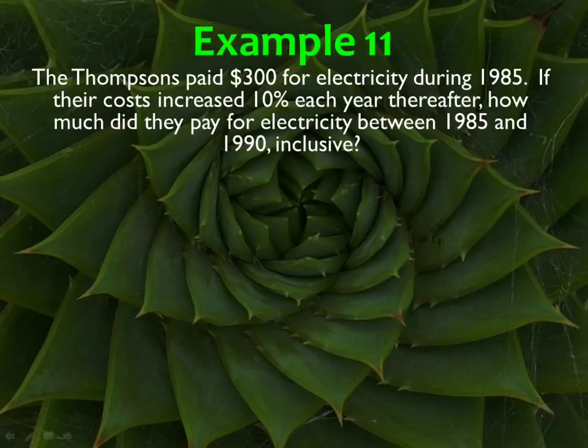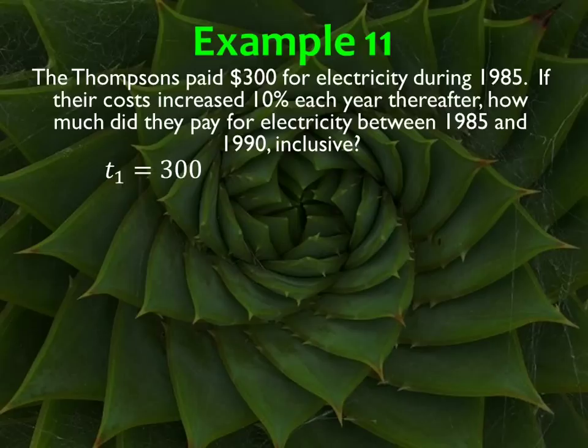Finally, number 11, the Thompsons paid $300 for electricity during 1985. If their costs increased 10% each year thereafter, how much did they pay for electricity between 1985 and 1990 inclusive? So, when you see an increase by a percentage, that's a clue to tell you it's a geometric series. It's an exponential function. So the first term here is 300. That's how much they paid during the first year.